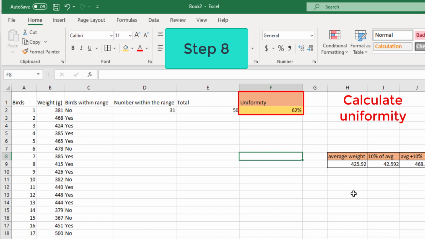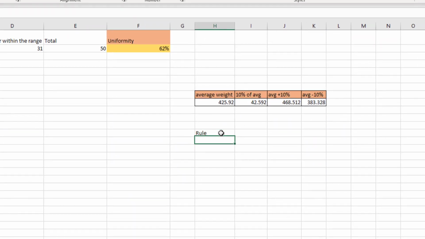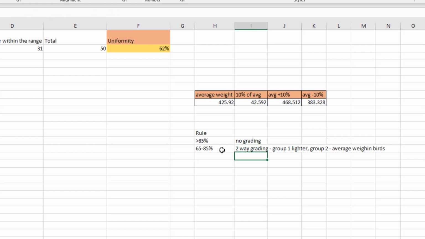So when we do grading based on uniformity, we have to remember this. If the uniformity is 85% or above, no grading is required. If the uniformity is in between 65 to 85%, we should do two-way grading. That is, one group of light birds and one group of average weighing birds. If the uniformity is below 65%, then we will do three-way grading. That is, one group of lighter birds, one group of average weighing birds, and one group of heavier birds. I will highlight this information here.